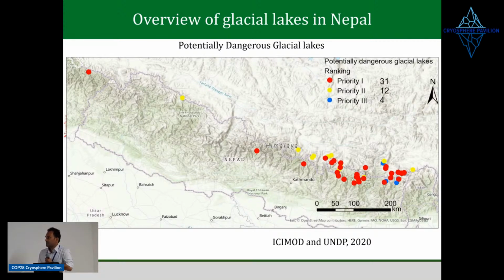Out of 47, about 31 have very high priority. If they burst out, they have a significant impact in the downstream regions. Also, there might be other infrastructure like hydropower, or communities downstream with other infrastructure, maybe roads and bridges. So once they burst out, they might have a much higher impact, so they are kept in high priority. The other lakes, even if they burst out, their impact may be less than priority one. So they have priority second, and then similarly priority third.